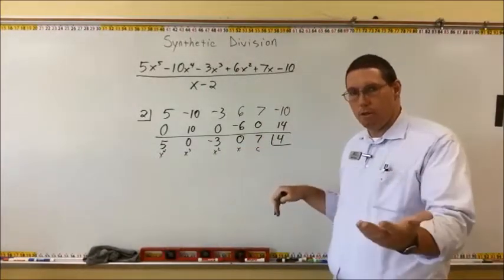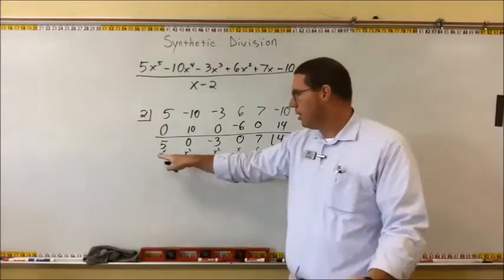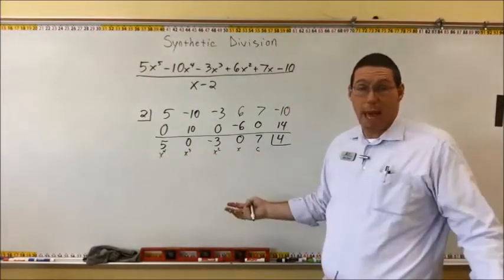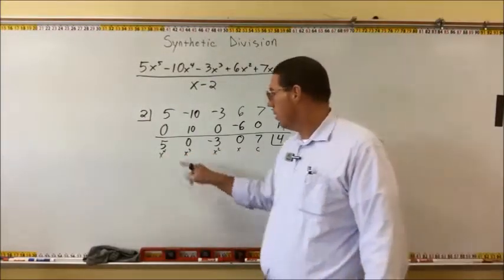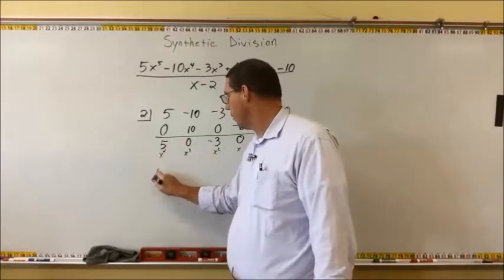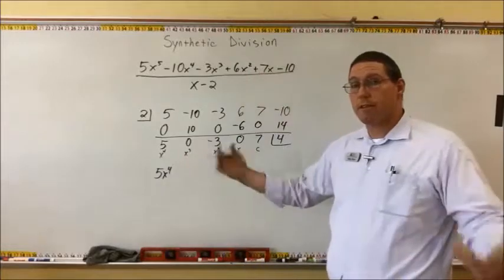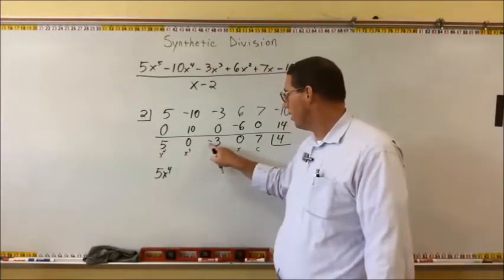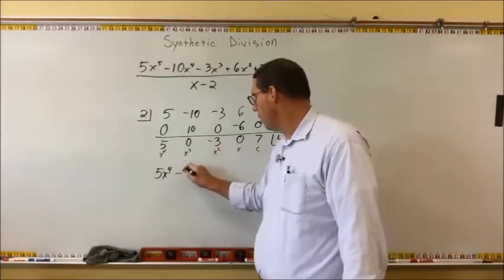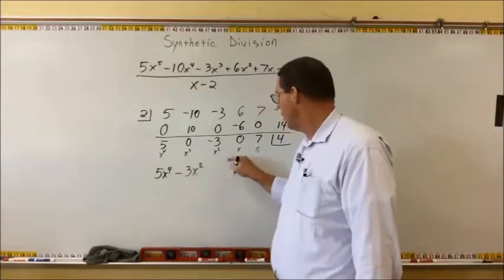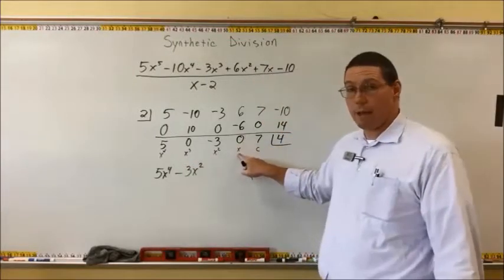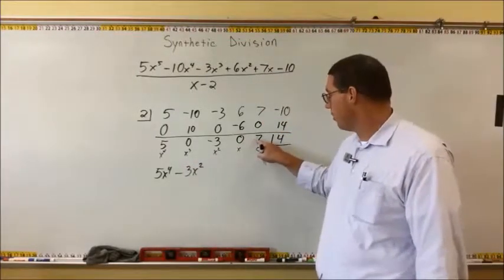Okay? But once you get to doing a lot of these, you won't need to be writing all this stuff down here. You can if you want to, but you don't have to. So this is 5x to the fourth. 0x to the third, so we're going to skip over that one. And we're going to go straight to minus 3x squared. Plus 0x, so we're going to skip over that one and go straight to the positive 7.